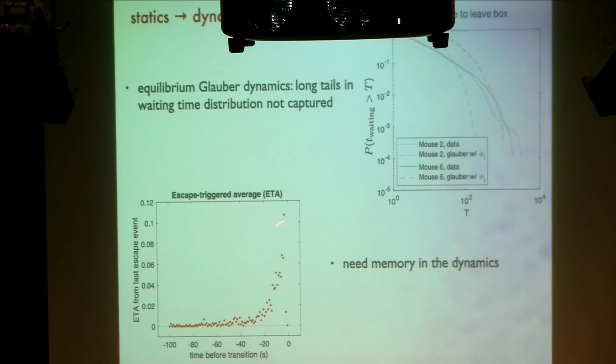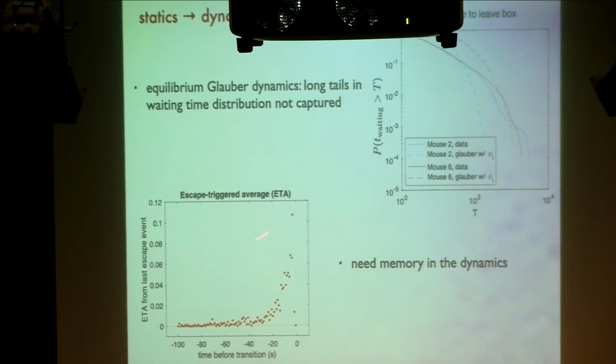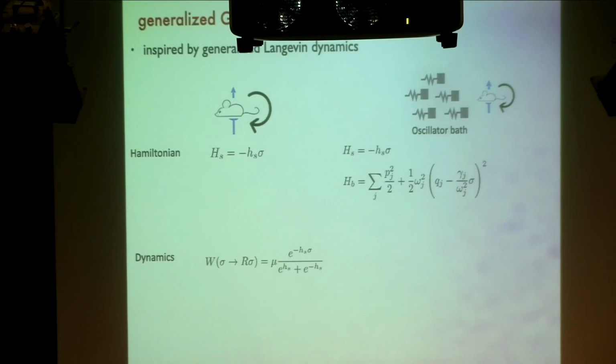And when we look at the escape triggered average, so basically how long do you wait between the times the mouse tries to move again, you clearly see that there's memory in the dynamics. So as you get further away, the mouse is less likely to move, and the time to the last escape increases. Okay, so we need memory.